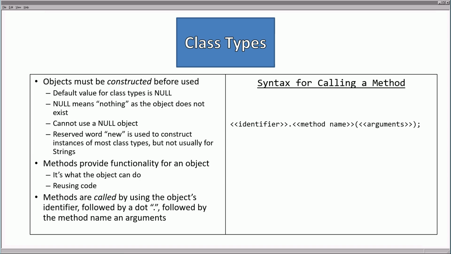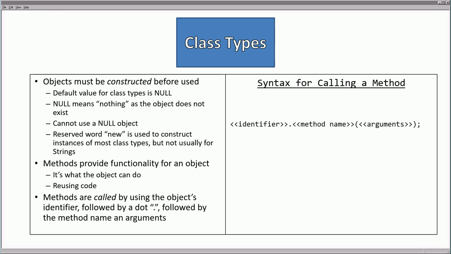Now, methods provide functionality for an object. It's what the object does. Think of it in these terms. The object can be considered a noun, and the methods are considered the verbs. We are communicating with the machines, so it's good to know what are nouns and what are verbs.